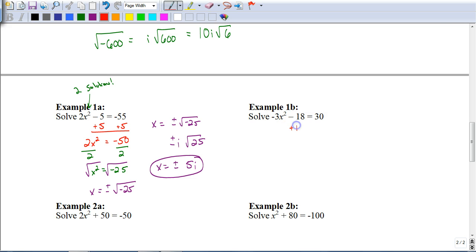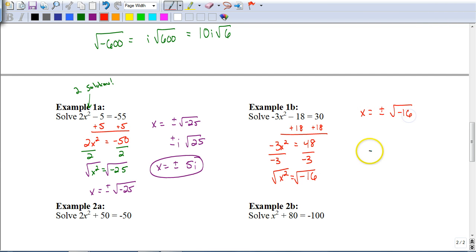Okay, so we start out by adding 18 to both sides, giving me negative 3x squared equals 48. Next, I'm going to divide both sides by negative 3, giving me x squared equals negative 16. Now when I take the square root of both sides, I get x equals a positive and a negative square root of negative 16. But remember, I want to take out an i to make it a positive square root of 16. The square root of 16 simplifies nicely to be 4. So my answer for x is a positive and a negative 4i.